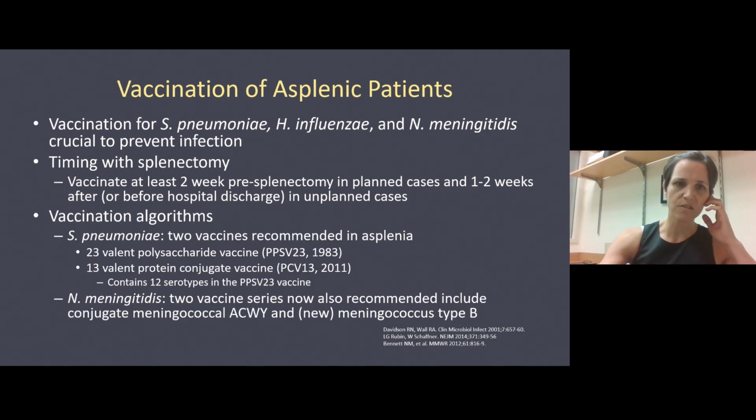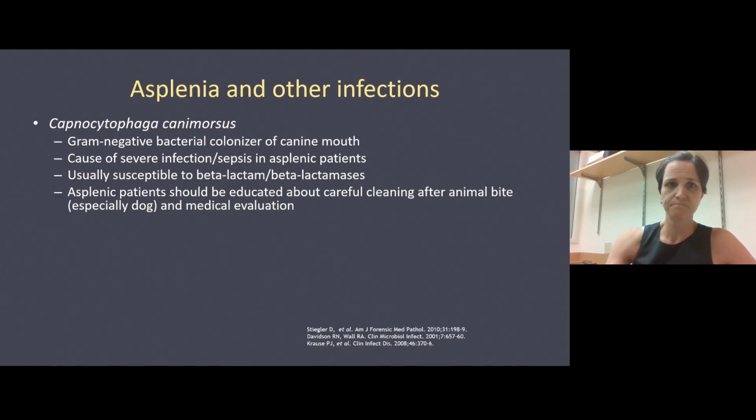So vaccination algorithms, I'll just remind you, strep pneumo now has 2 different vaccines that are recommended, the polysaccharide vaccine and the conjugate. If somebody's never had any pneumococcal vaccines and they get a splenectomy, you start with the conjugate vaccine and then you would give the polysaccharide at least 8 weeks later. And then Neisseria meningitidis, I'll remind you, these are patients who should get both: the old conjugate ACWY vaccine and the new meningococcus type B vaccine series.